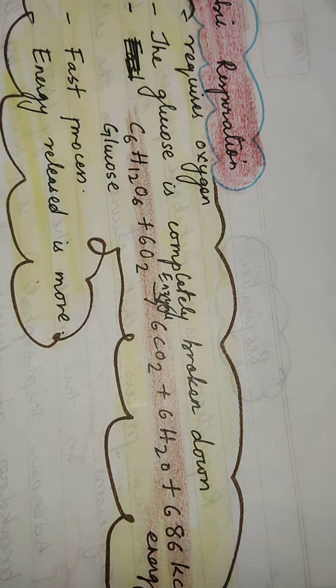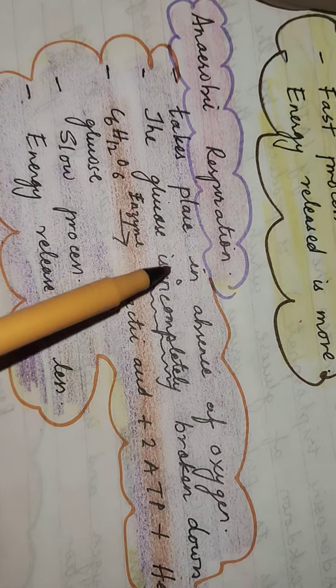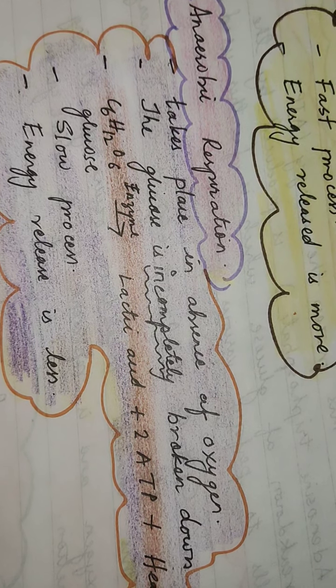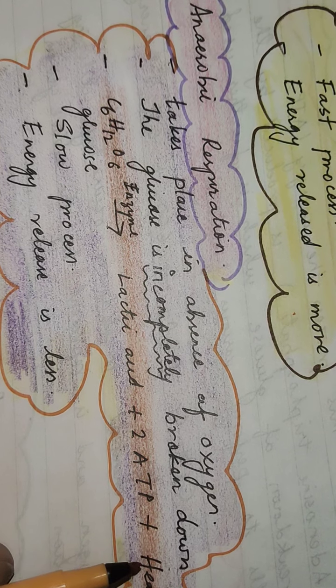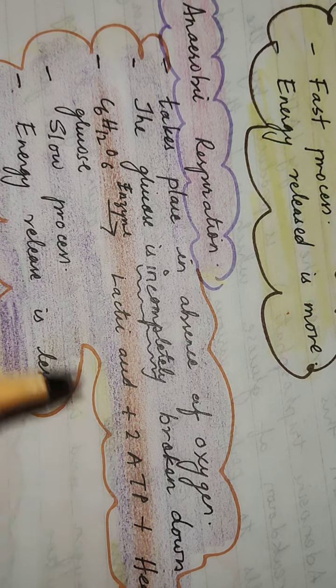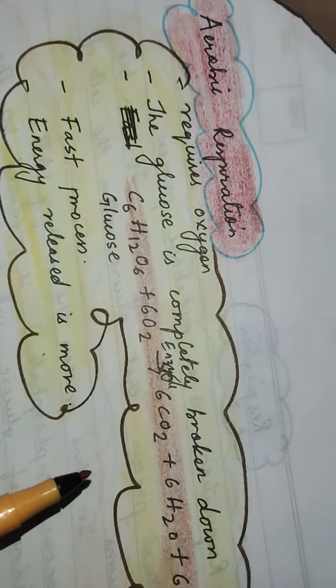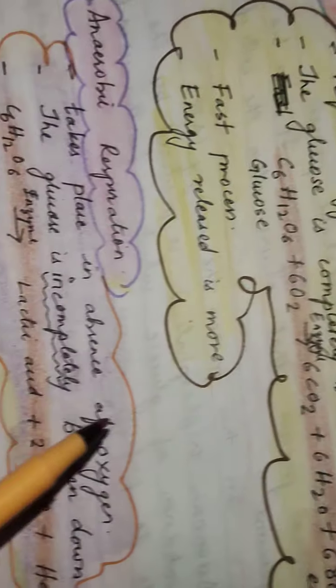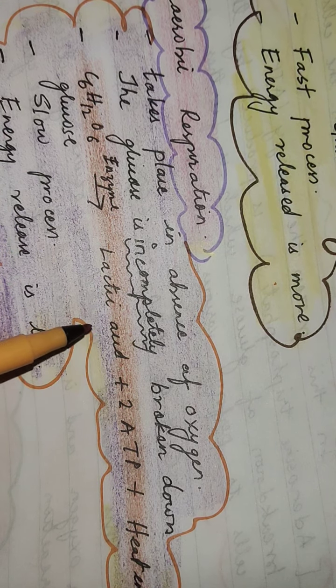Next, in anaerobic respiration, it takes place in absence of oxygen. The glucose is incompletely broken down. So it is not completely broken down. So that's the difference between that. Now this one requires oxygen, aerobic, and this one does not require oxygen. So glucose, it is not completely broken down.